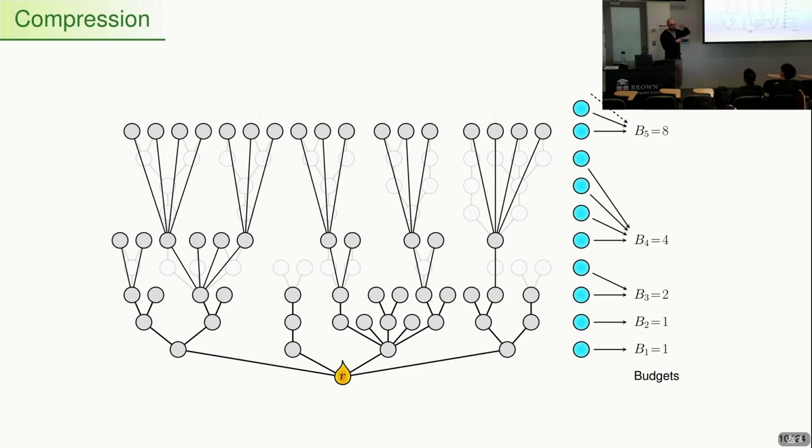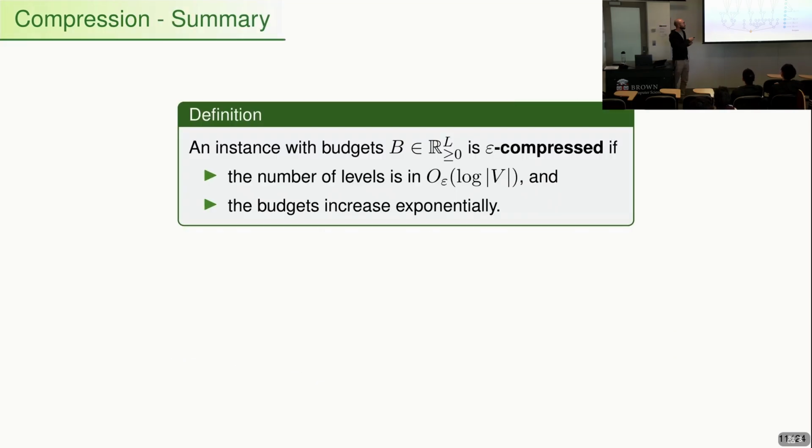And this we can also push down to 1 plus epsilon, but by just contracting fewer levels. Then we would require that the budget up to this level should be much larger than what we contract. This way you can reduce the loss in the approximation factor. And this is what we then end up with, especially if this can be power-wise, as I just said. So we call an instance epsilon compressed if the number of levels is logarithmic in the number of vertices. And we now have a non-uniform budget vector which increases exponentially.